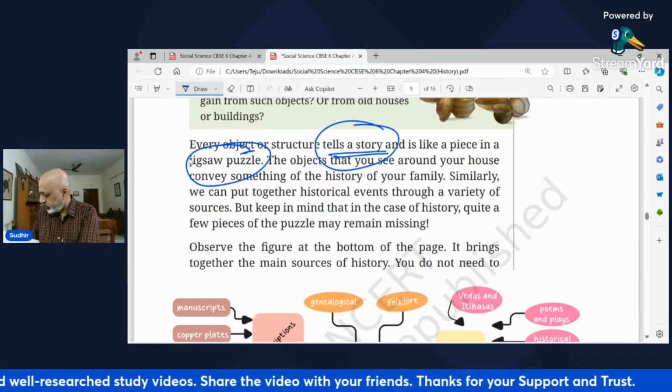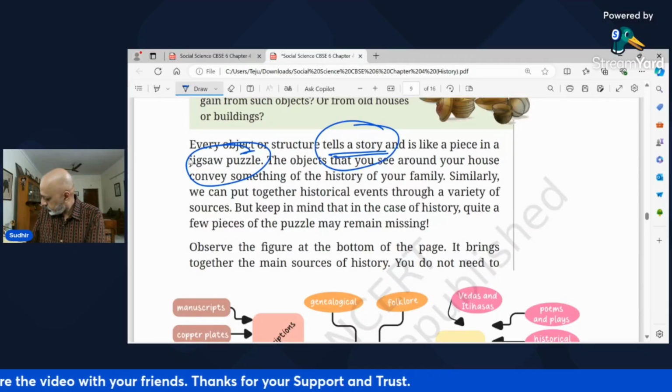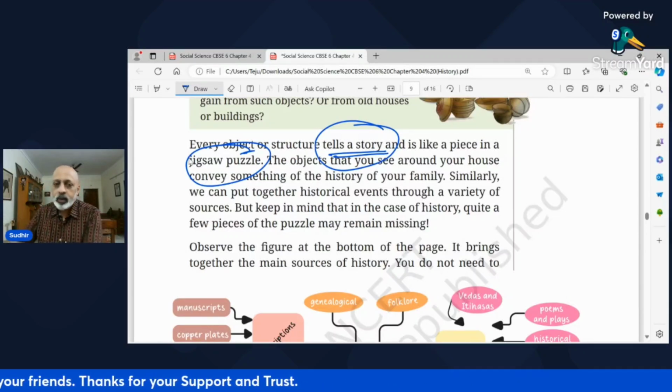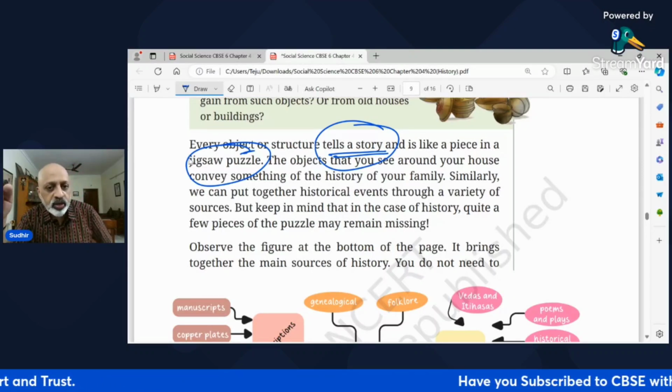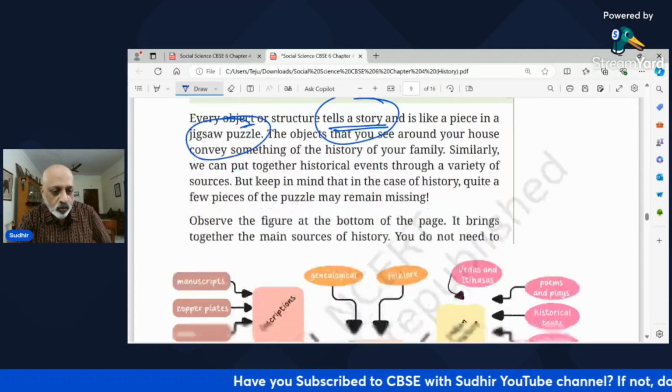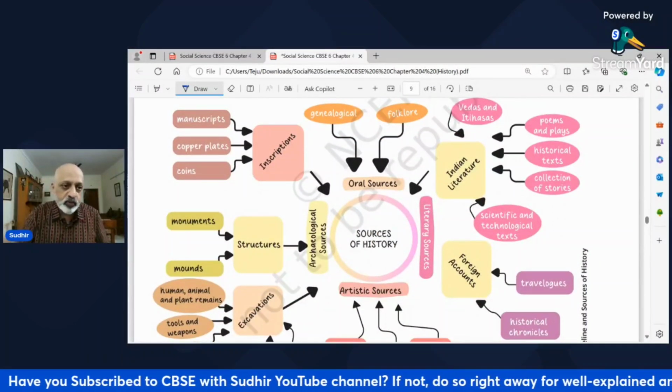Sorry, maps. All these are maps. They're all India maps. Okay. So we can put together historical events through a variety of sources and solve that jigsaw puzzle. Now, this particular table is very important. This kind of mind map is very important.